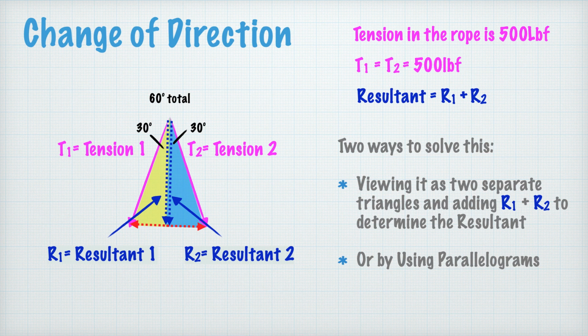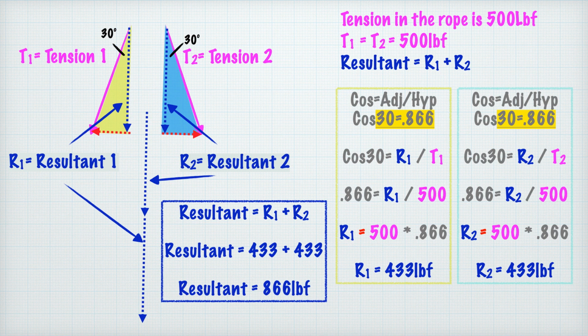The second way we're going to do it is using parallelograms. And parallelograms is the next leap beyond right triangle trigonometry. But I know that some of our rescuers out there understand parallelograms. And I want people to have an awareness and an understanding that there's a way to determine that's pretty handy. So our first method will be to break these two triangles apart and into two different components. And we are going to solve for resultant one and resultant two. And those two resultants added together give us the total resultant applied to that pulley in that change of direction.